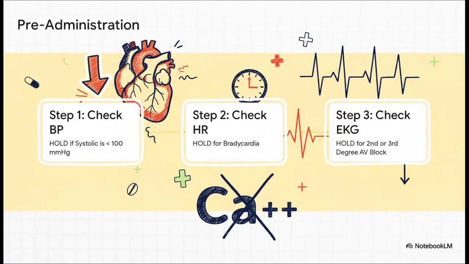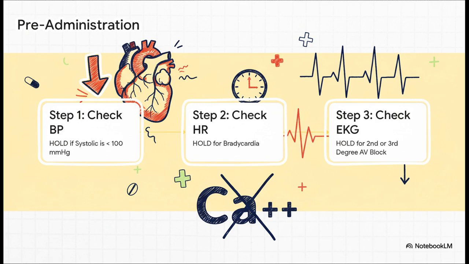Before you even think about giving this med, you've got to check those vitals. First, blood pressure. A systolic under 100 is a huge red flag. You're going to hold that med and call the doctor. Same goes for the heart rate. If it's too low, especially with the non-DHPs like Verapamil, you hold it.